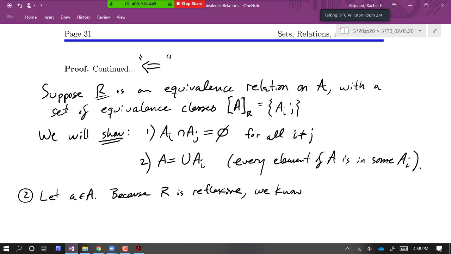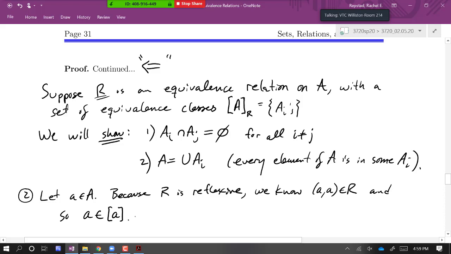Okay, so you're saying if every element's related to itself, R is reflexive. That's the definition of reflexive. But we know R is reflexive, so that means everything's related to itself. So what can we say about A? It's related to itself. Yeah. So we know that A is related to A, and now thinking about it as an equivalence relation, we're thinking about equivalence classes. If A is related to itself, that means it has to be in the equivalence class of A. It's contained in that equivalence class. A is an element of the equivalence class of A, which is one of those A sub i's.